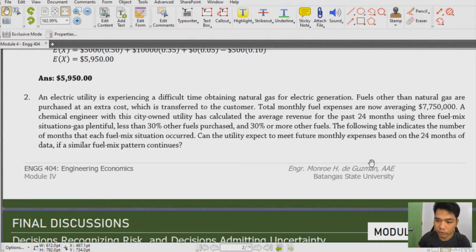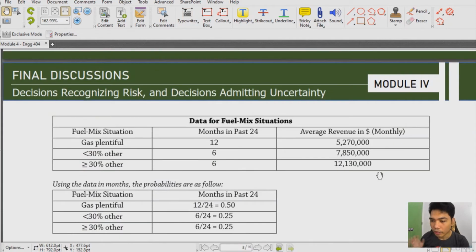Can the utility expect to meet the future monthly expenses based on the 24 months of data if a similar fuel mix pattern continues? So in short, nagkakaroon tayo ng mga mixture dito ng mga fuel. And then this is the fuel mix situations that we have. So ito yung mga fuel mix situation. That's gas plentiful, less than 30% other, and then greater than or equal to 30% other. So in the past 24 months, 12 months yung gas plentiful, 6 months yung less than 30% other, and then greater than 30% yung 6 months. So for a total of 1 year.